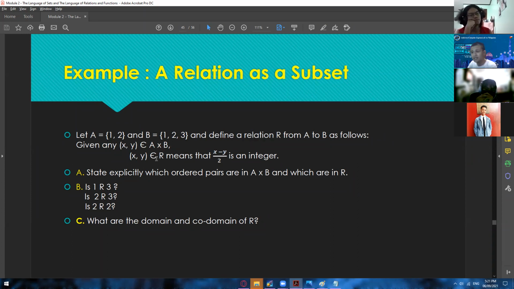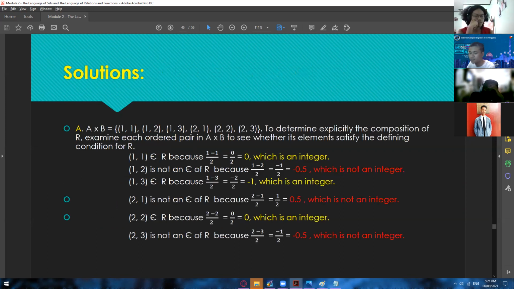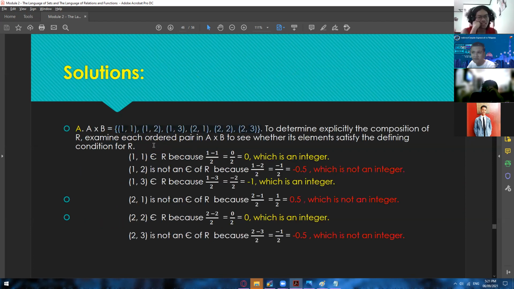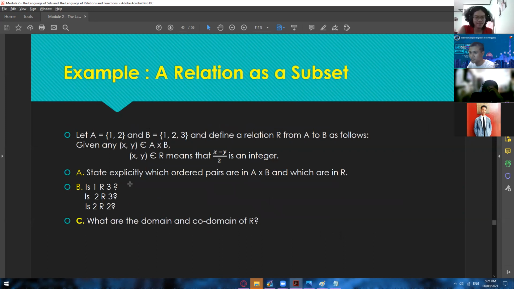So (x, y) is an element of R means that (x minus y) divided by 2 is an integer. If it's an integer, then they are in relation. But if it's not an integer, then they are not in relation. So to make it quick, all you need to do is list all of the ordered pairs first. We have (1, 1), (1, 2), (1, 3), (2, 1), (2, 2), (2, 3). Then you substitute the values of those ordered pairs into our condition, wherein (x minus y) divided by 2 is an integer.